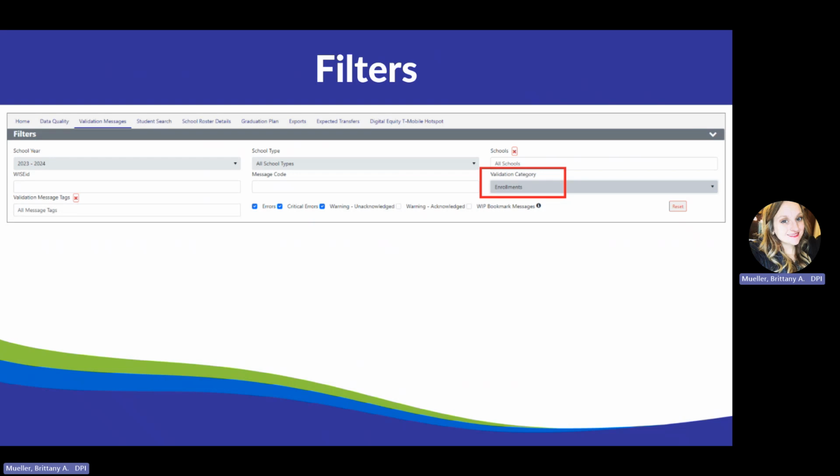So we have created a validation category filter for you. So if you are the person that really only handles enrollment data and you only want to see the validation messages that pertain to enrollment records, this is where you can filter down to get that simplified for you, okay? This also works with other data areas. If you are the special education coordinator at your school and you only want to see validation messages that pertain to special education, you could use this filter for that as well.